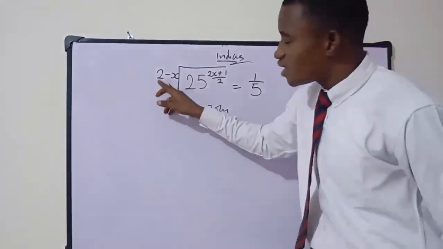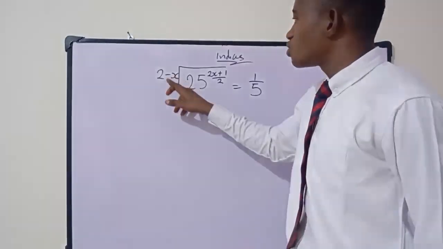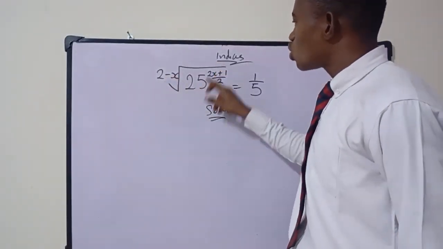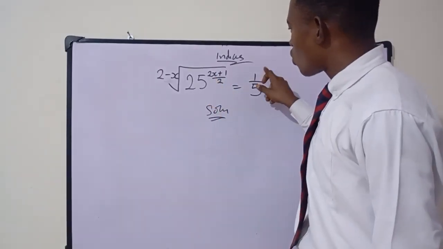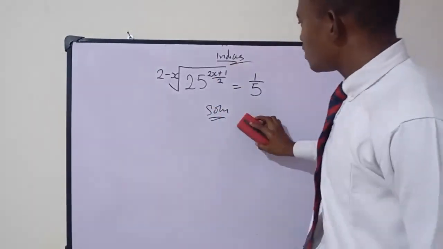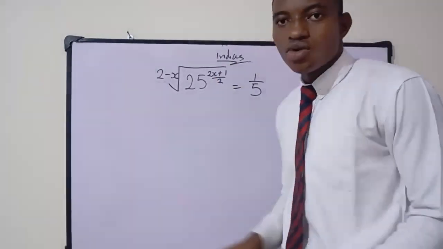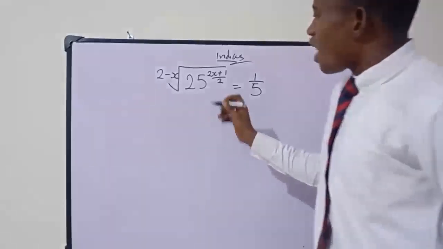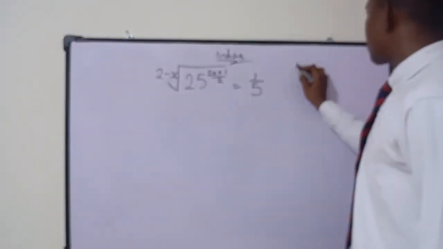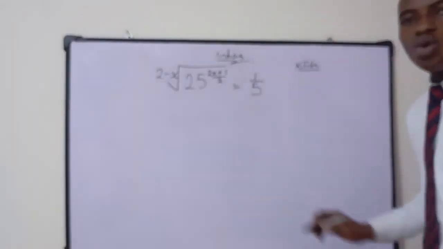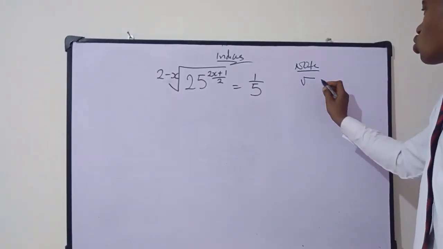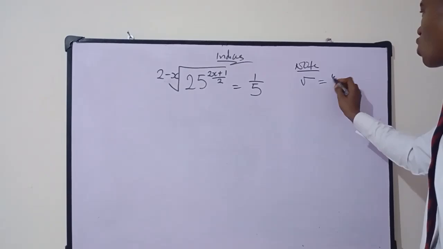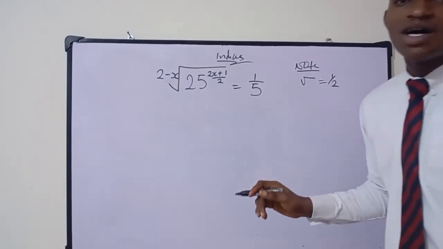Looking at this question, it says the 2 minus x root of 25 to the power of 2x plus 1 divided by 2 is equal to 1 over 5. Using indices, I think I should clean this because I want to manage the space. I want you to note that whenever you see root, it is equivalent to 1 over 2. Root is the same as 1 over 2.